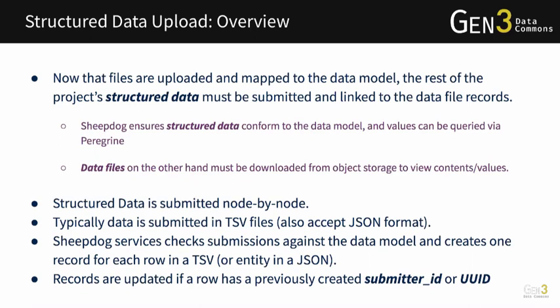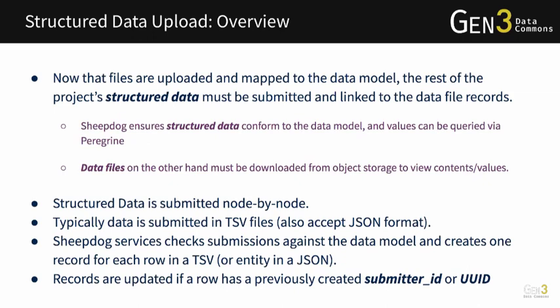The Sheepdog service then checks each submission against the data model to ensure it has the required properties and the appropriate values. And then if it's a successful submission and it matches the data model, the Sheepdog service creates one record for each row in the TSV or entity in a JSON. If you submit a previously created submitter ID or UUID, then the records are updated and the data that you submit overwrites the existing data if it's changed.